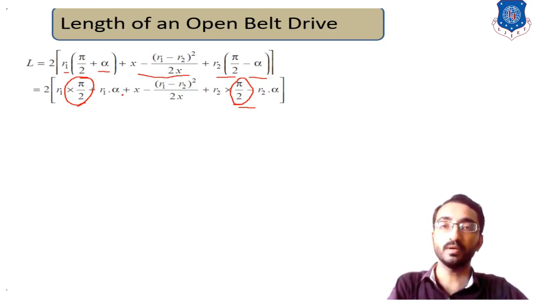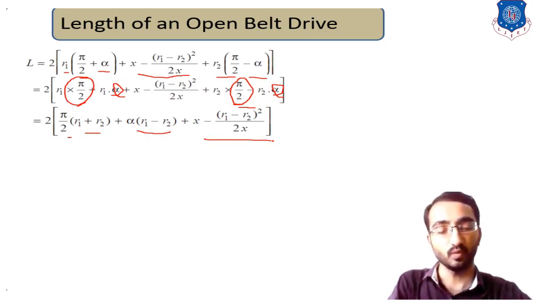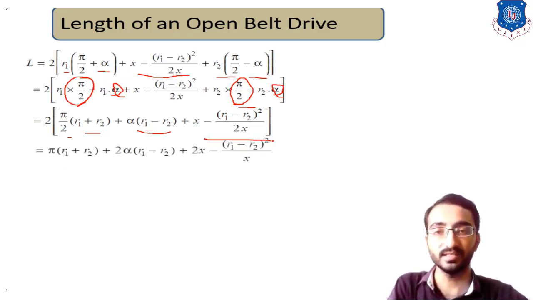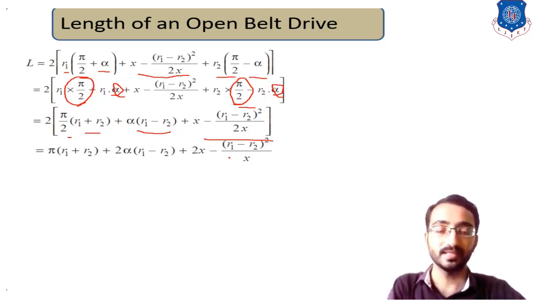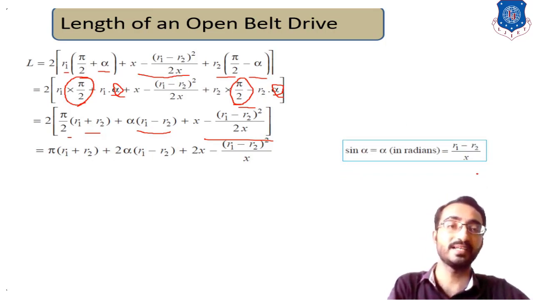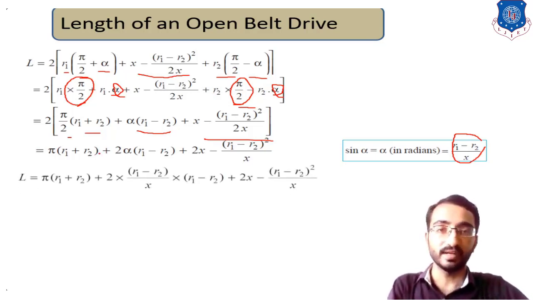Similarly we can take common the angle alpha also. If you take common alpha from both the terms and pi by 2 from both the terms, your equation will become 2 times pi by 2 into (r1 plus r2). Over here alpha taking common, so (r1 minus r2), and this second term can be written as it is. Now we can put the value of alpha in this equation, the value of sin alpha, that is equal to (r1 minus r2) upon x, that we have derived in the previous slide.